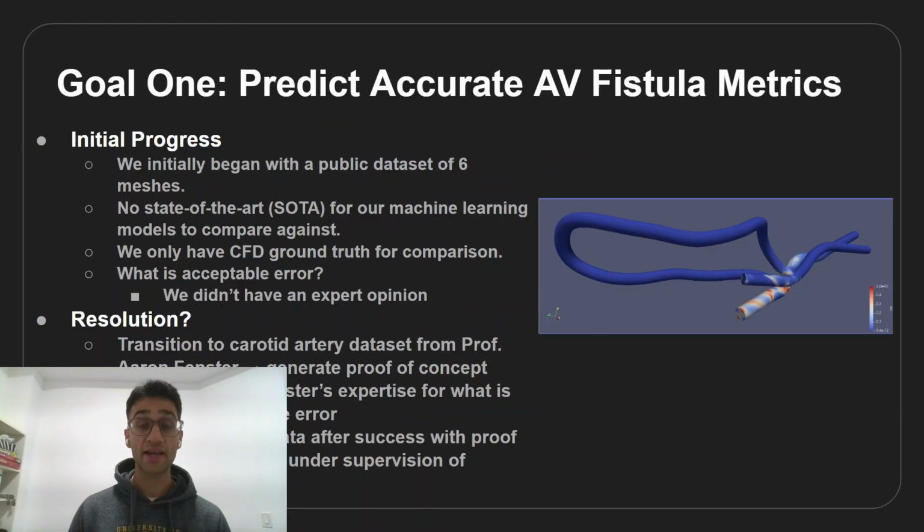Goal 1, to predict accurate AV fistula metrics. What's the progress? Well, we initially began with a public dataset of 6 meshes, if you may recall. However, we had no state-of-the-art, or SOTA, for ML models to compare against, so we really didn't have an expert opinion in this. For resolution, we transitioned into a carotid artery dataset from Prof. Aaron Fenster to make a proof of concept, and our SOTA came from Dr. Fenster's expertise of what is clinically acceptable error. And then we can create AV fistula data later if our proof of concept is successful.